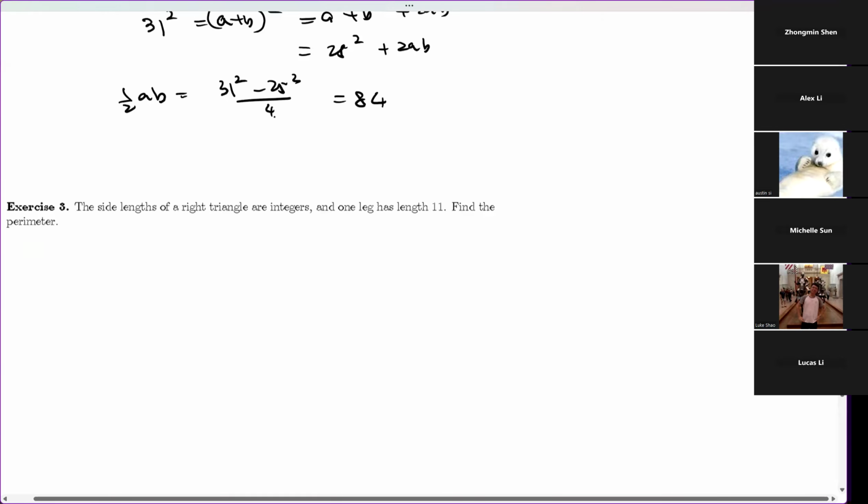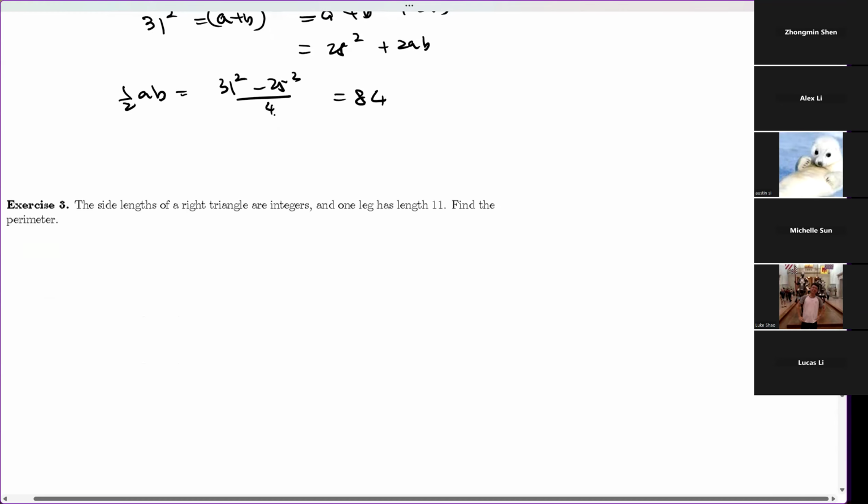And now, how about the next problem? The side lengths of the right triangle are integers. One leg has length of 11. Find the perimeter. Right? Find the perimeter.